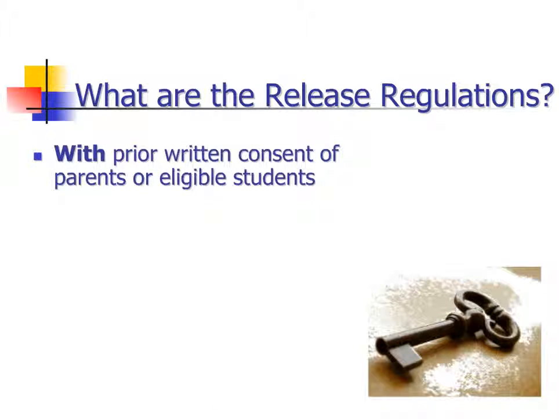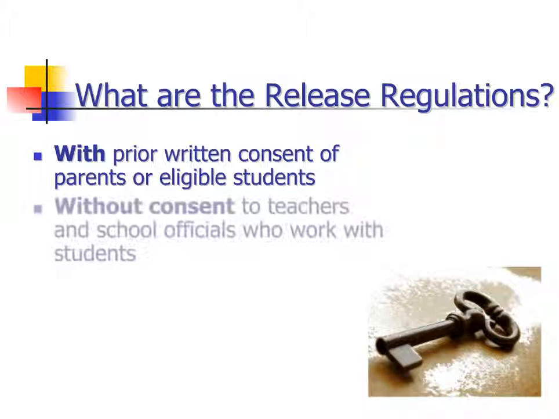If you need to release information, what rules should you follow? Generally, schools must have written permission from the parent or eligible student in order to release any information from a student's educational record. This written consent must be maintained in the student record. Records may be released without consent to teachers and school officials who work with students, or to officials of other educational institutions where the student seeks or intends to enroll.